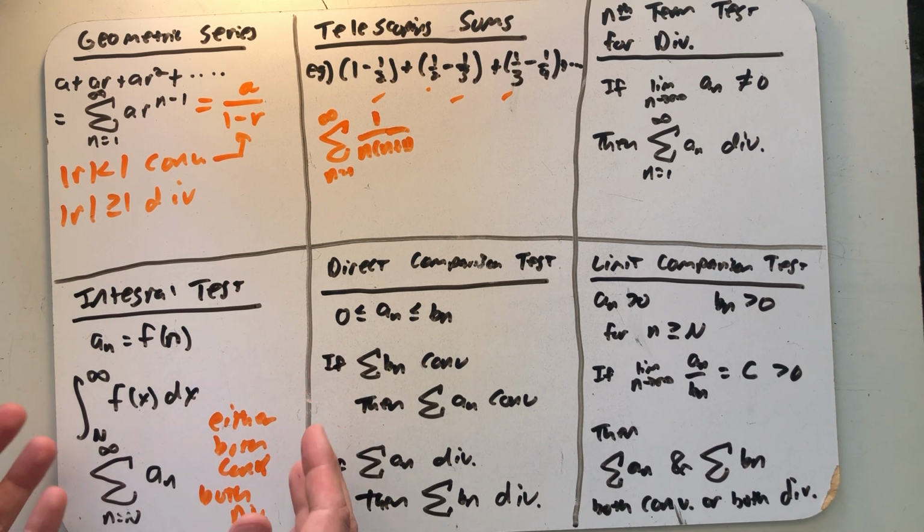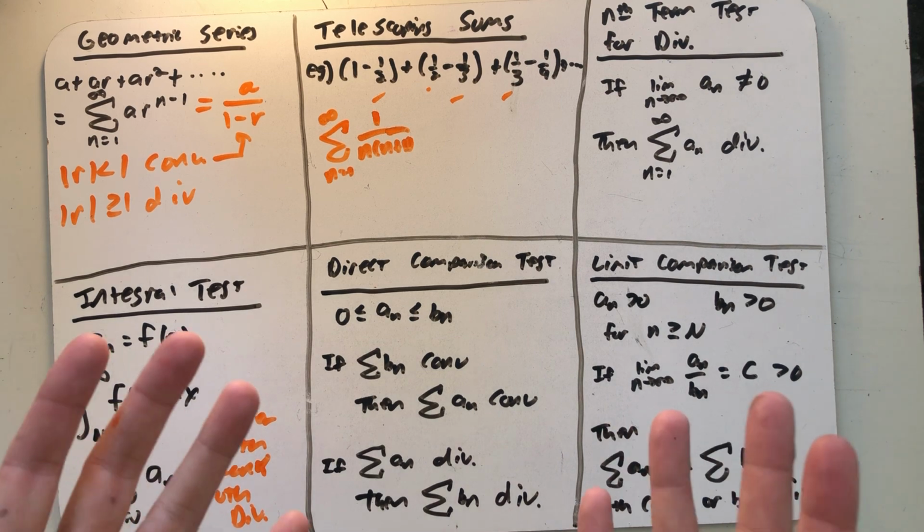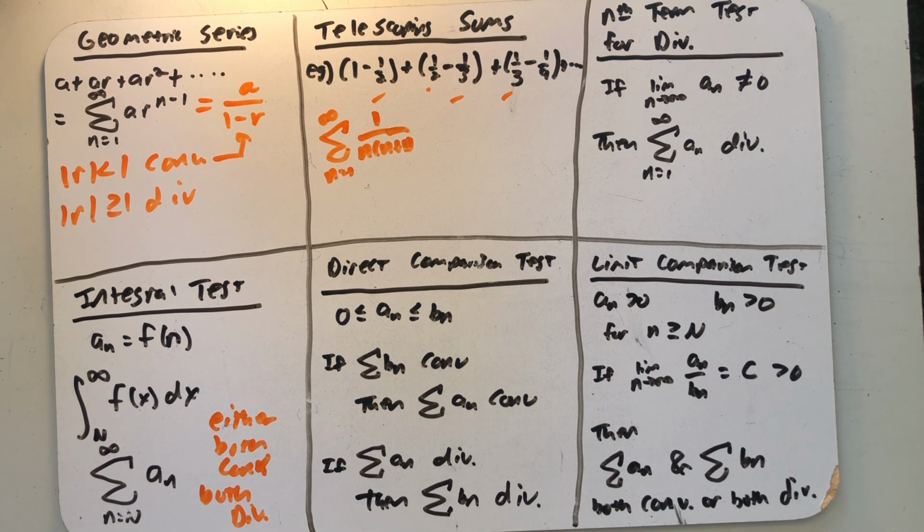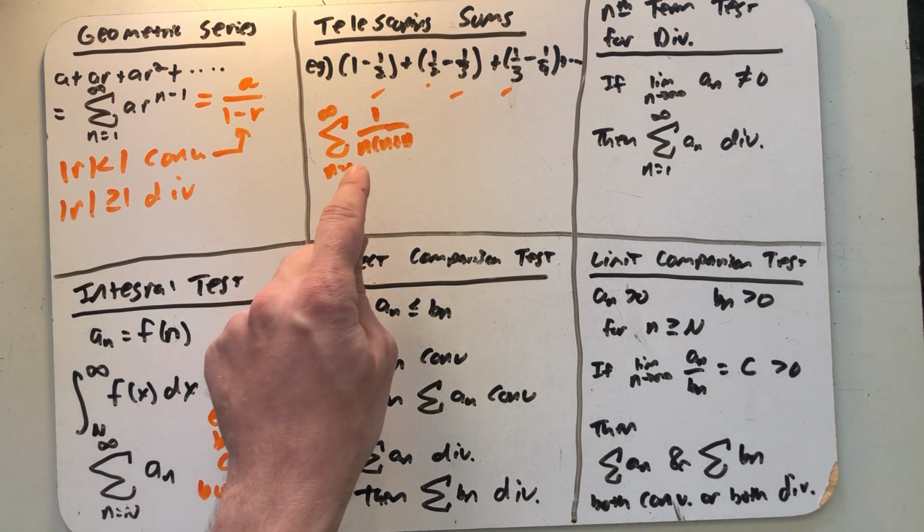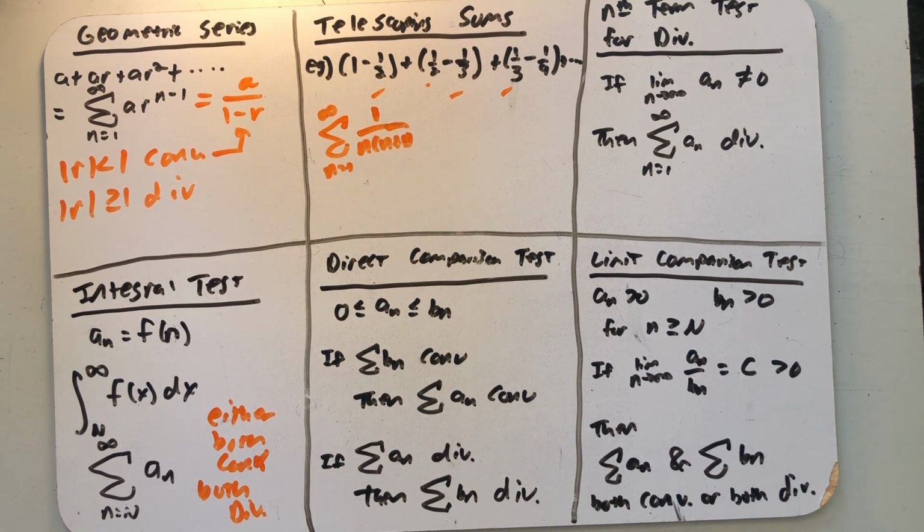The drawback here is that I'll know whether it converges or diverges, but in the cases where it converges, I'll have no idea what the actual sum is equal to. That's where the telescoping and geometric things have an advantage. And then finally, two comparison tests.